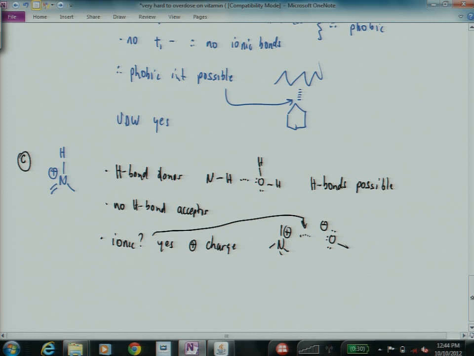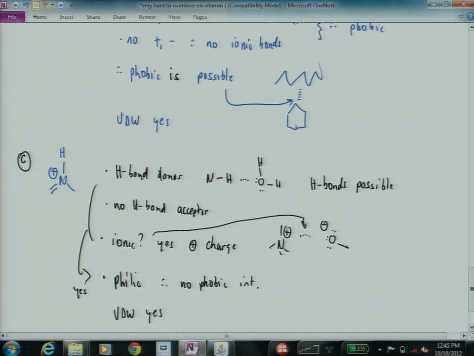Did I write what? Oh, you know what? I'm really sorry. That should say phobic. That's meant to say interaction. That's my atrocious handwriting. I meant to say phobic int, looking like not, but phobic interaction is possible. Let me write this out. That's what I get for abbreviating. Phobic interaction is possible. All right, cool.